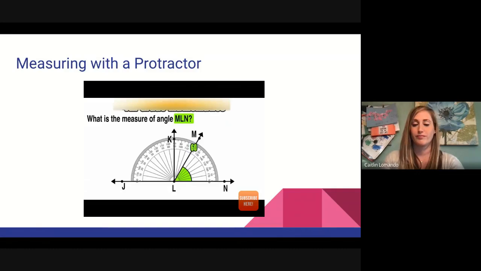So the protractor shows us that angle MLN has a measure of 60 degrees. So our conclusion is that angle MLN is 60 degrees, and we are finished with this question. So this is a little bit more practice helping you to understand how to use a protractor to find the measure of a given angle. And that's really all there is to it.